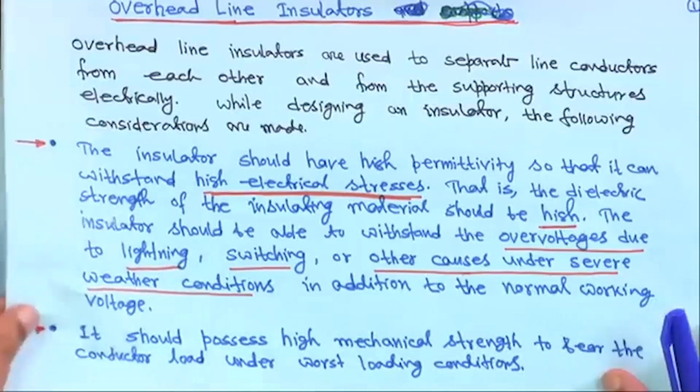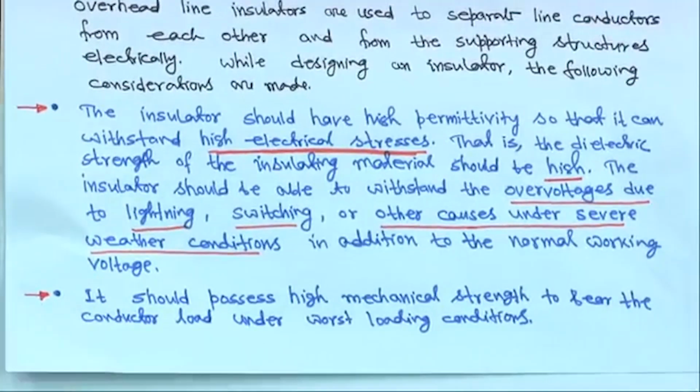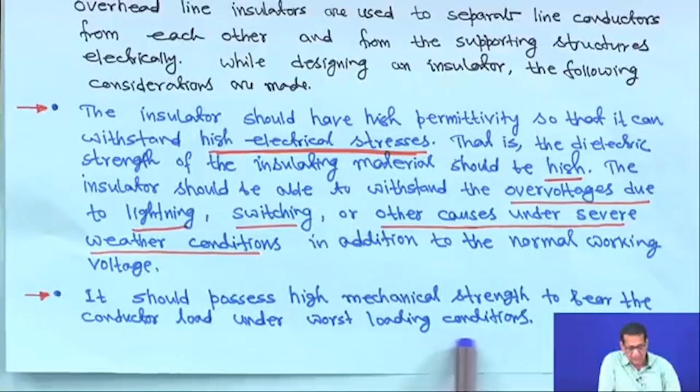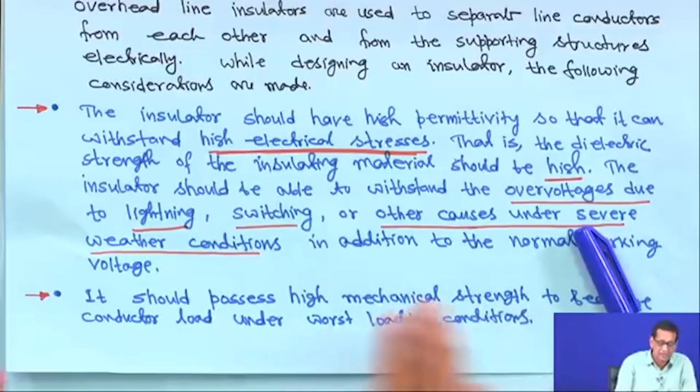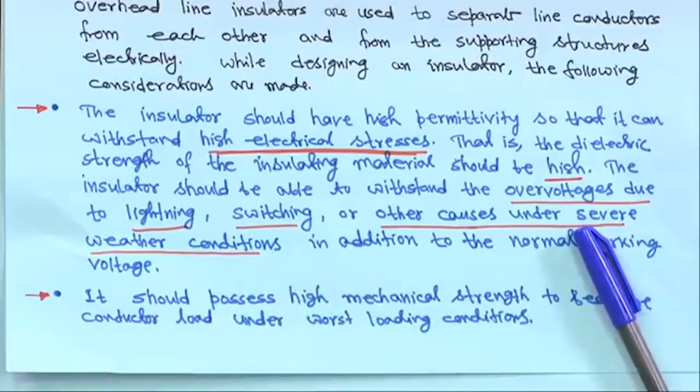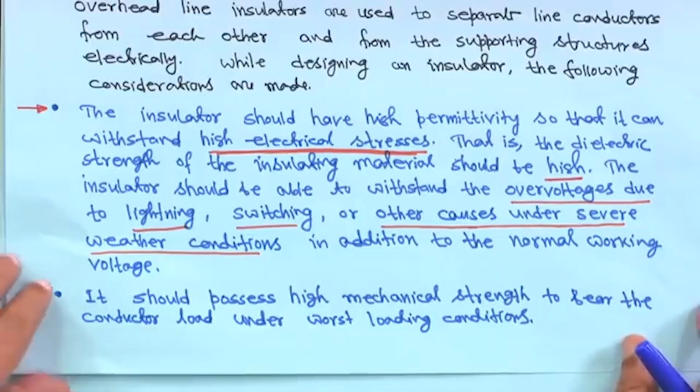Now, it should also possess high mechanical strength to bear the conductor load under worst loading condition. If you look at a high tension line on the road side, you can see the insulators are placed in different ways, right. Sometimes vertically, sometimes horizontal, and sometimes in a V shape. We will come to that for a brief explanation. So, it should possess high mechanical strength to bear the conductor load under worst loading condition.